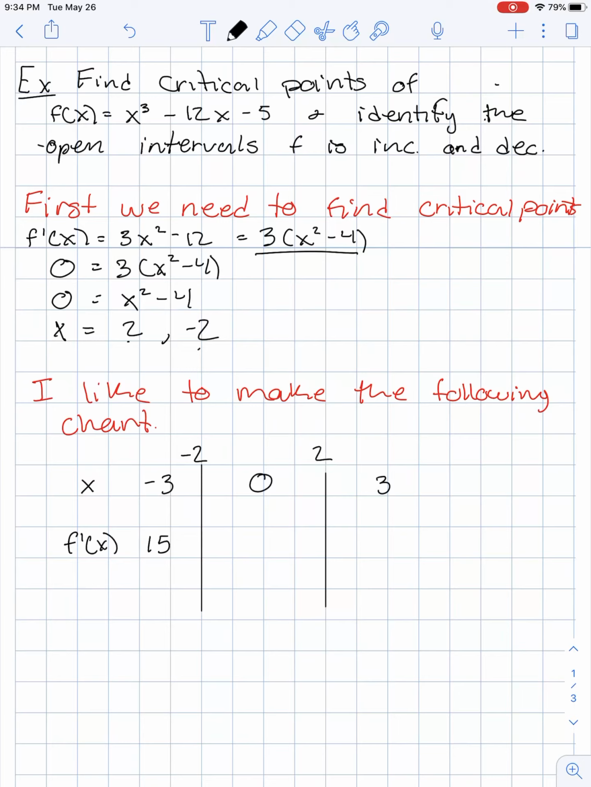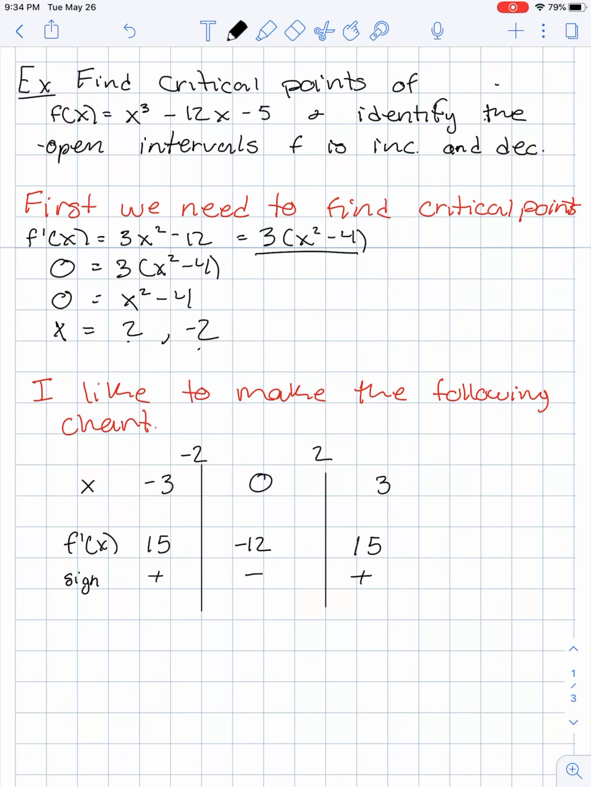All right, cool. Now I'm going to plug in 0. 0 squared is 0, minus 4. I get -4 times 3, which is -12. And then for 3, I'm also going to get 15 again. Now I'm going to write down the sign. With practice, I usually only include the sign. By sign, I mean whether this derivative is positive or negative. So usually I'm writing a plus, a minus, and a plus.